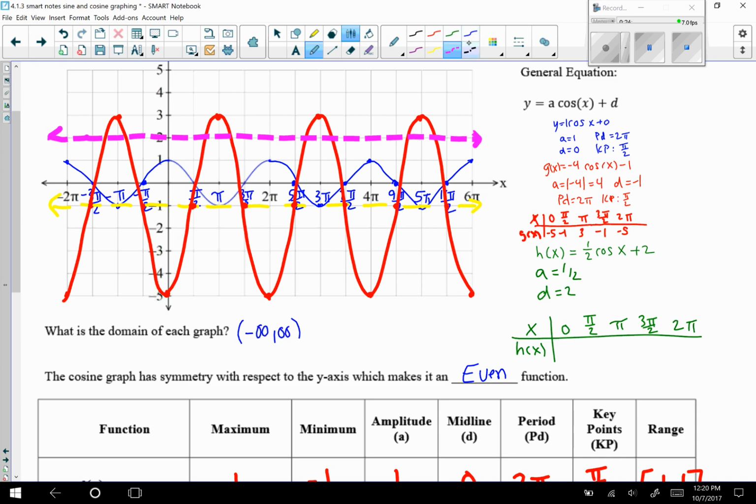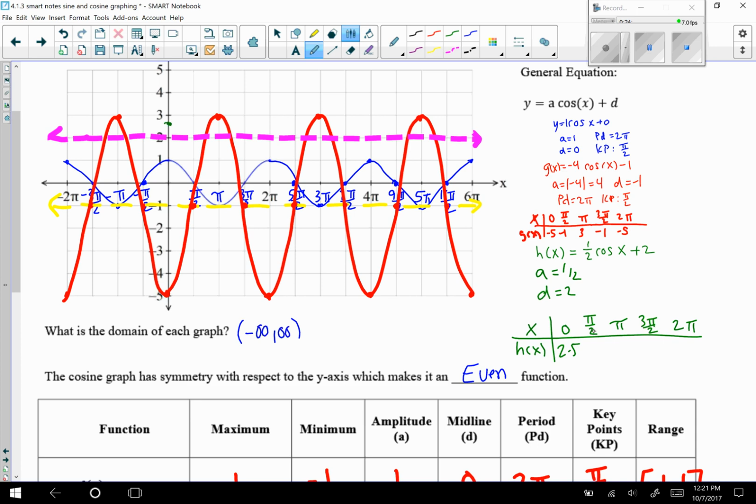So now that I have my midline, I can go ahead and start to think about graphing. Now, again, you can make all the transformations you want, or you can make a table, or you can just kind of do them in your head. It's up to you now. So I know that the cosine of 0 is 1. 1 times 1/2 is 1/2, plus 2 gives me now 2.5. So that means now I've moved up to here, 2.5.